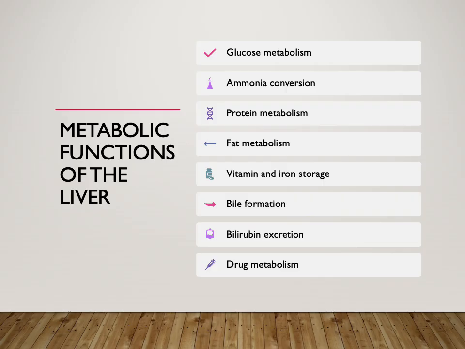The liver also metabolizes fat. So fatty acids are broken down for the production of energy and ketone bodies, basically the small compounds that can enter the bloodstream and provide energy for muscles and other tissues.